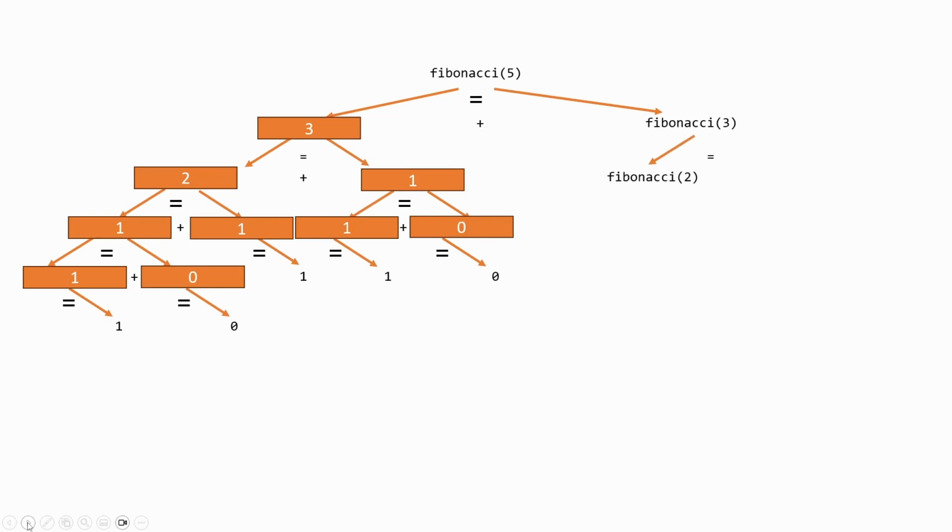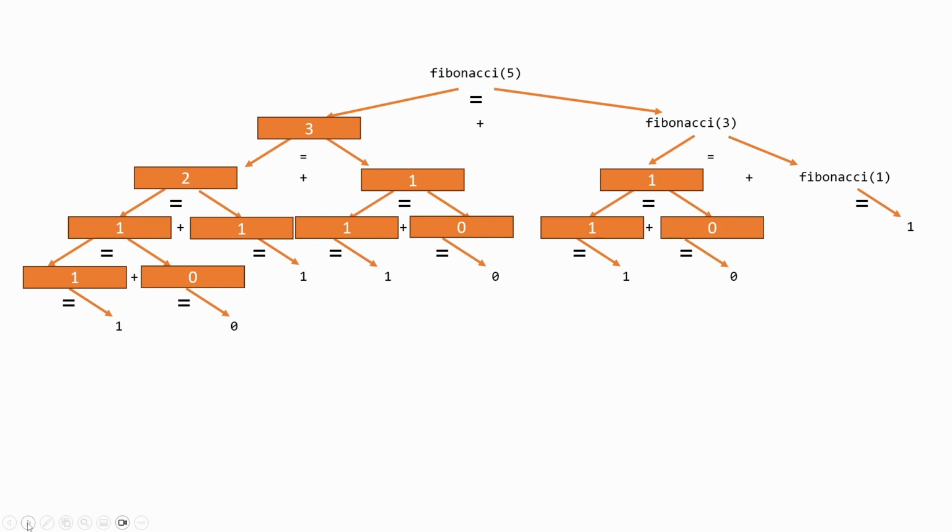Fibonacci 3 was Fibonacci 2 plus Fibonacci 1, which we'll get to. Fibonacci 2 is Fibonacci 1, which we know is 1, plus Fibonacci 0, which we know is 0, and Fibonacci 2 is going to be 1. Fibonacci 3 is Fibonacci 2 plus Fibonacci of 1, which we know is 1, and Fibonacci 3 is the value 2. So now we can finally evaluate Fibonacci 5, which is 3 plus 2, which is 5.